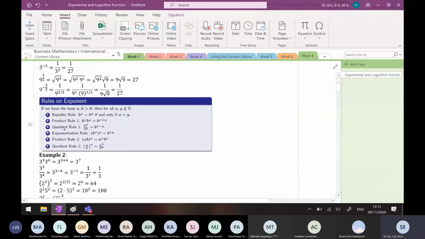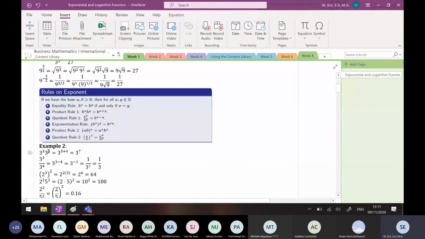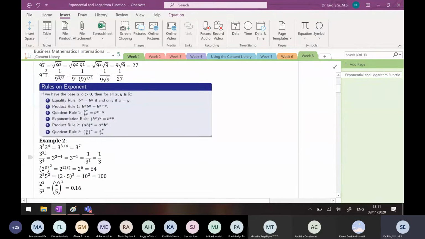And for the product rule, if I have 3 to the power of 3 times 3 to the power of 4, it is 3 to the power of 3 plus 4. That is 3 to the power of 7. Okay. The same for division. I have 3 minus 4. That is 3 to the power of minus 1. What is 3 to the power of minus 1? It is 1 divided by 3 to the power of 1, and 3 to the power of 1 is just 1 over 3.